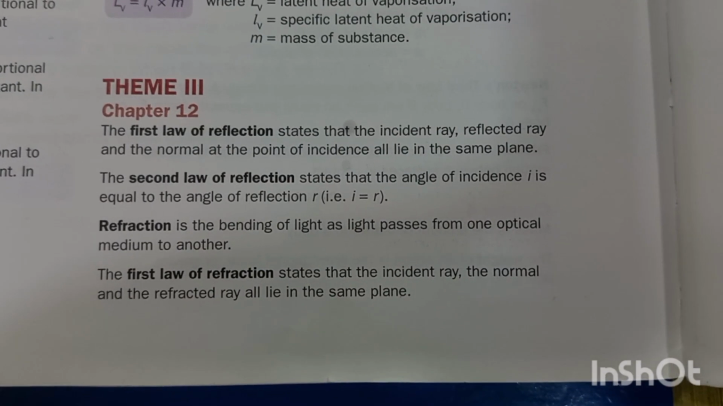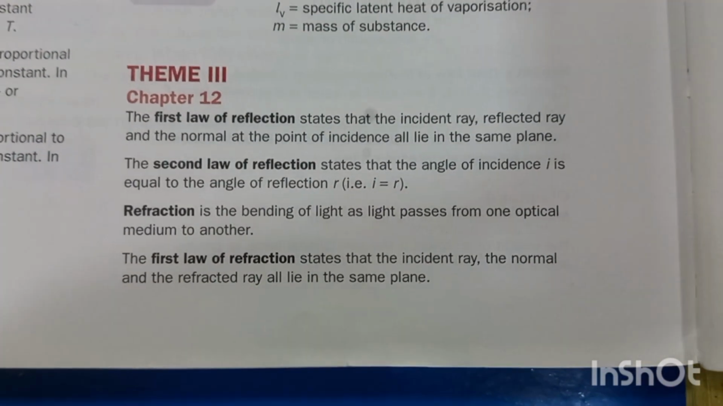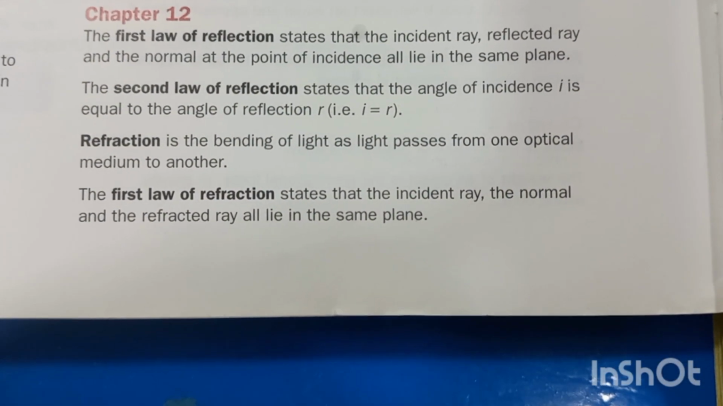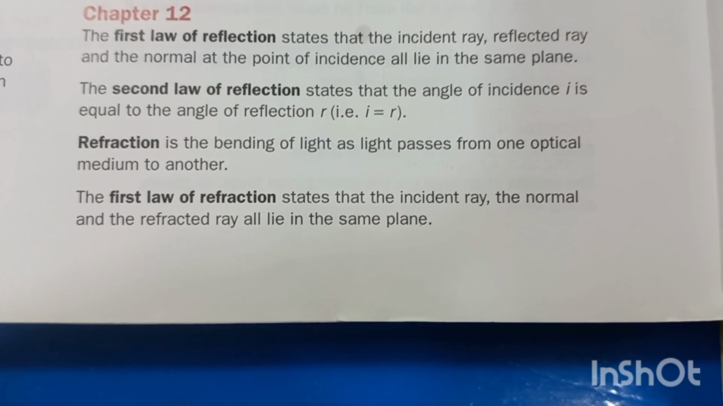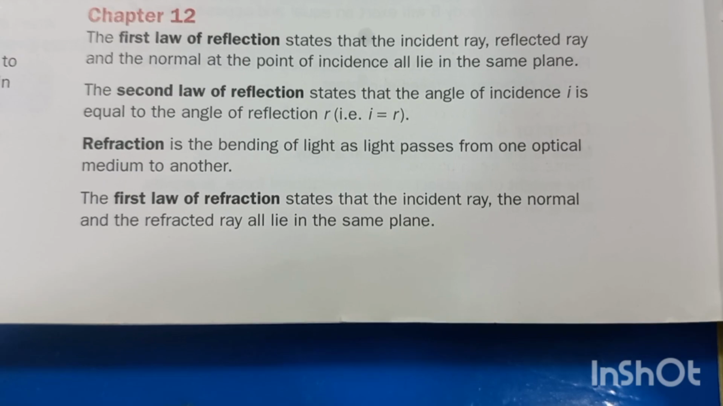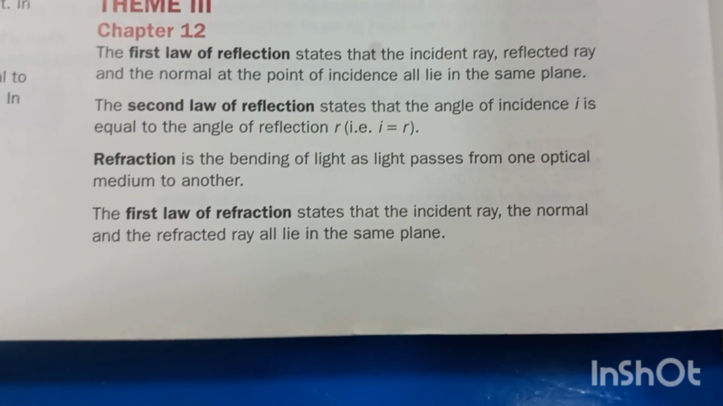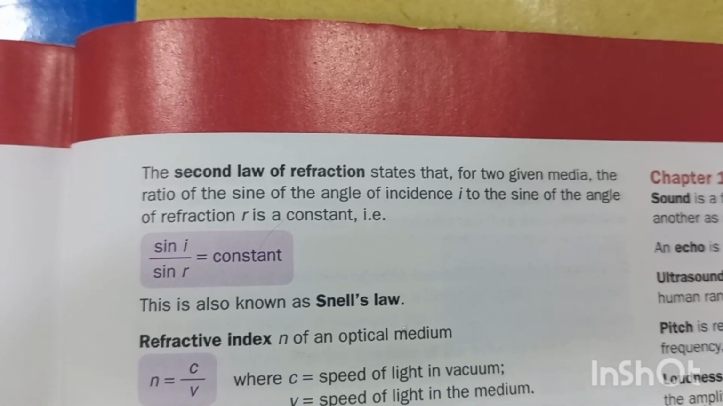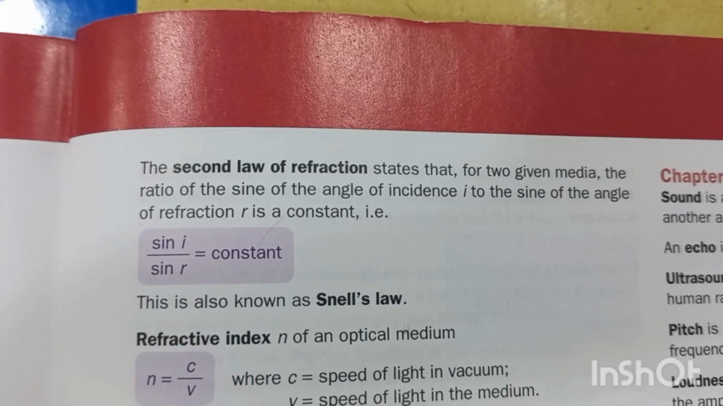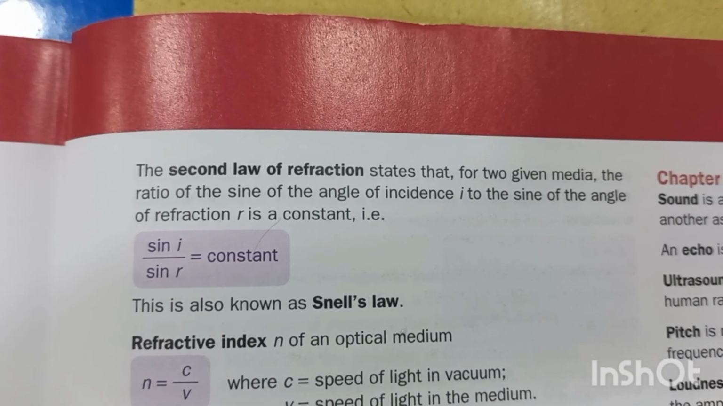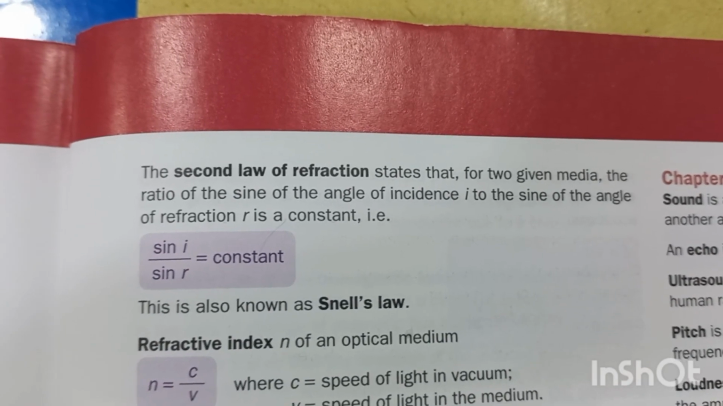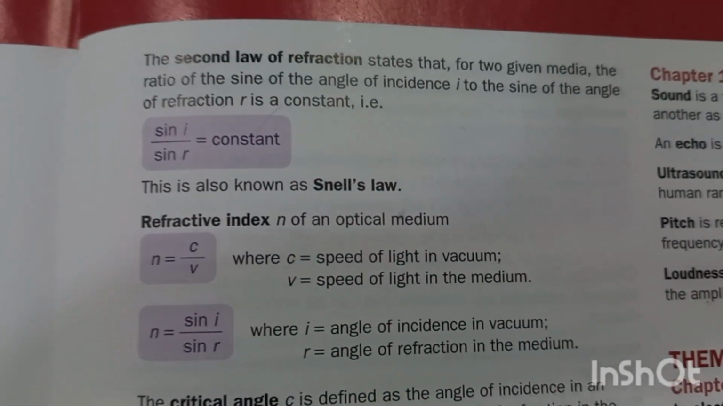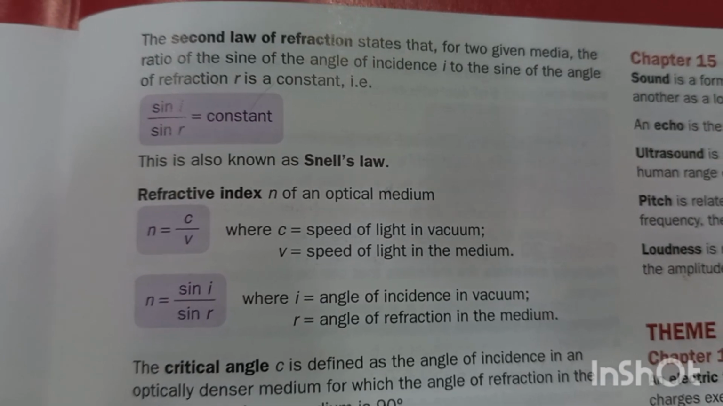Refraction is the bending of light as light passes from one optical medium to another. The first law of refraction states that the incident ray, the normal, and the refracted ray all lie in the same plane. The second law of refraction states that for two given media, the ratio of the sine of the angle of incidence i to the sine of the angle of refraction r is a constant. Sine i by sine r is equal to a constant. This is also known as Snell's law.